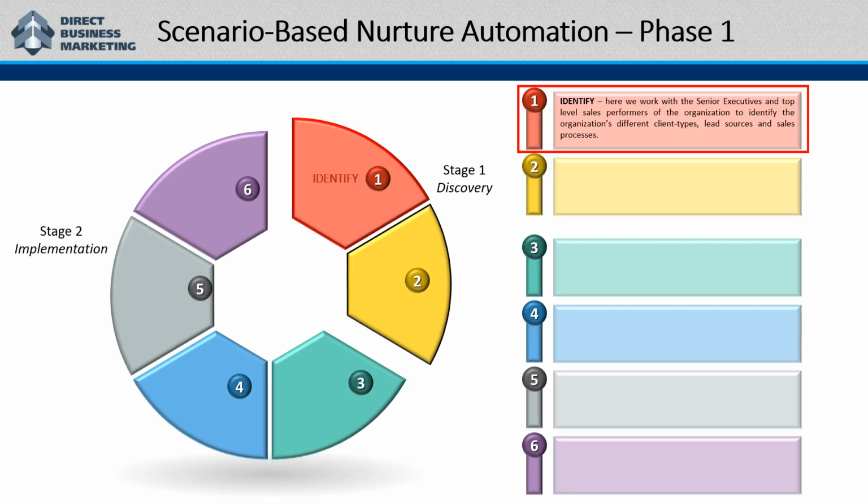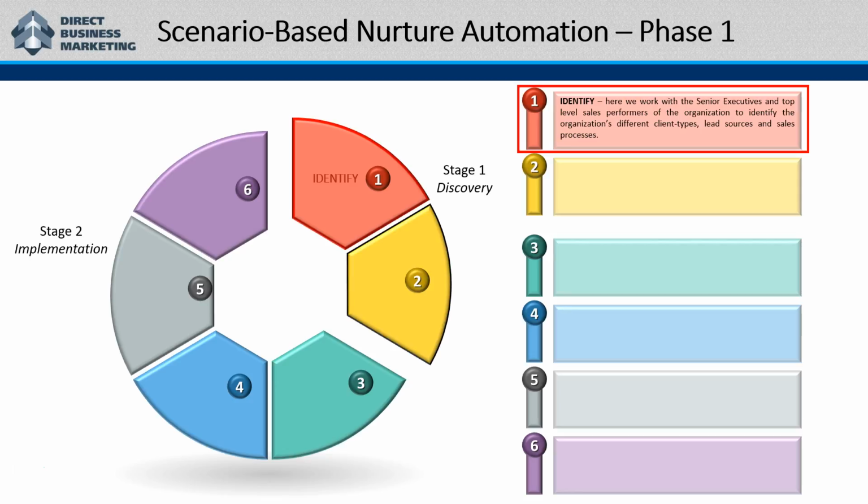So today we're going to introduce our little diagram here. This is our approach to creating these processes. We have a two-stage, six-phase approach, okay? The first stage is the discovery stage. Now, what do we need to do here? First of all, we need to identify.